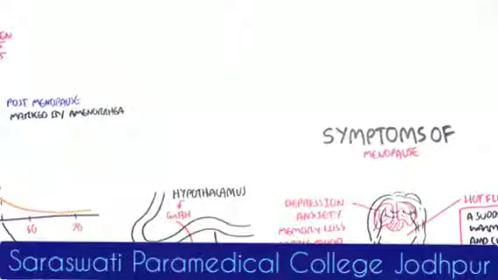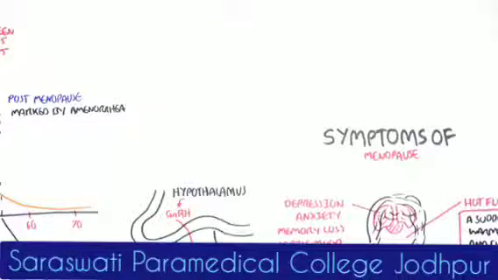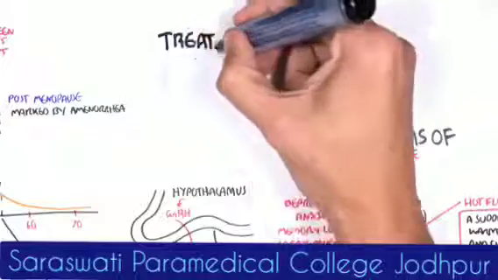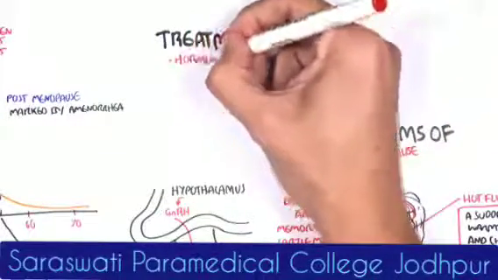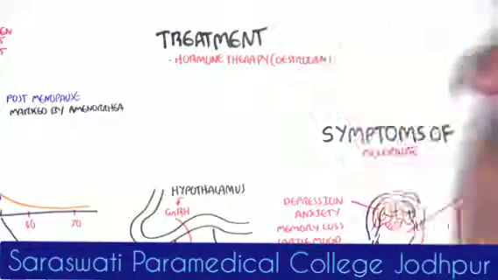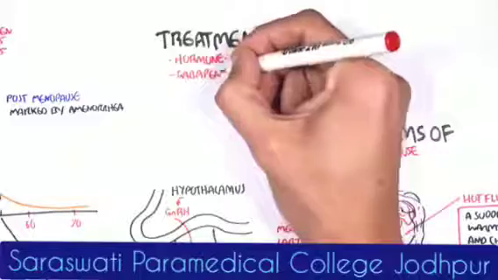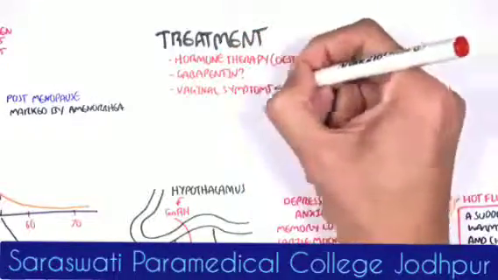So there's no prevention for menopause. It is a normal physiological process that occurs in females. But treatments are available to help with symptoms, and these include hormone therapy, administration of estrogen. You can also administer gabapentin, as well as moisturizers and topical hormones to treat the vaginal symptoms.